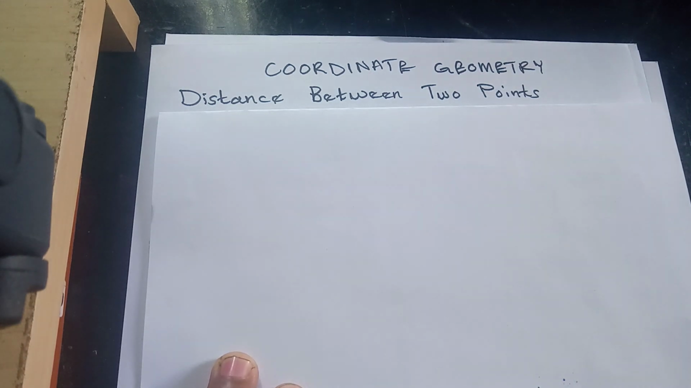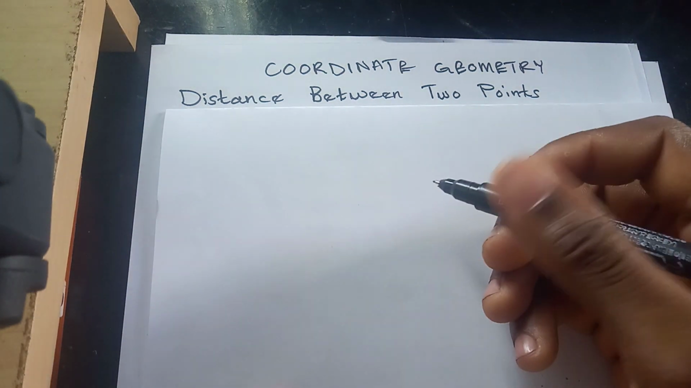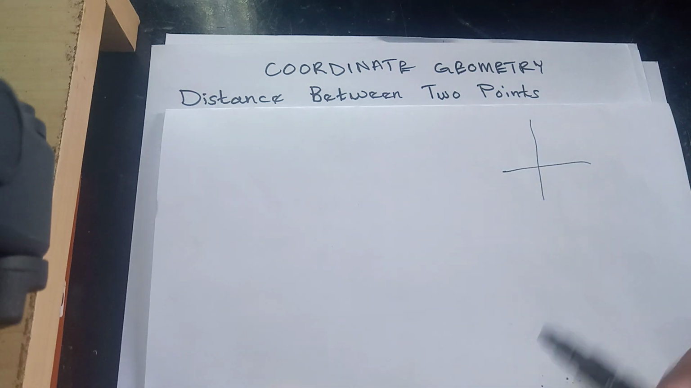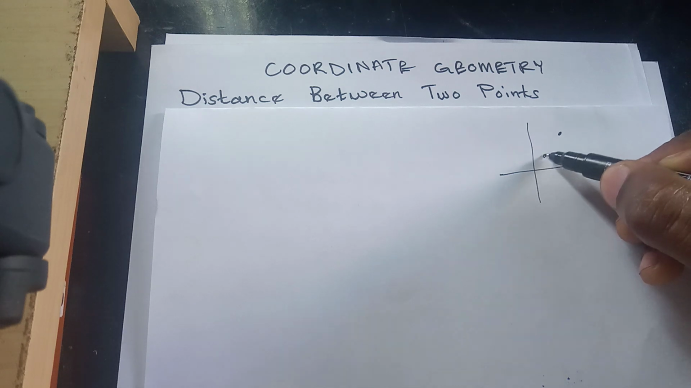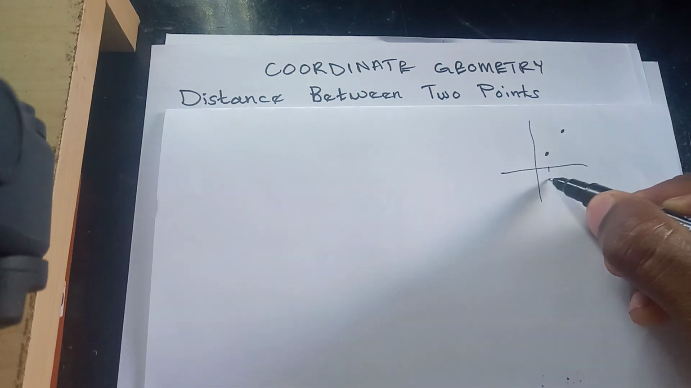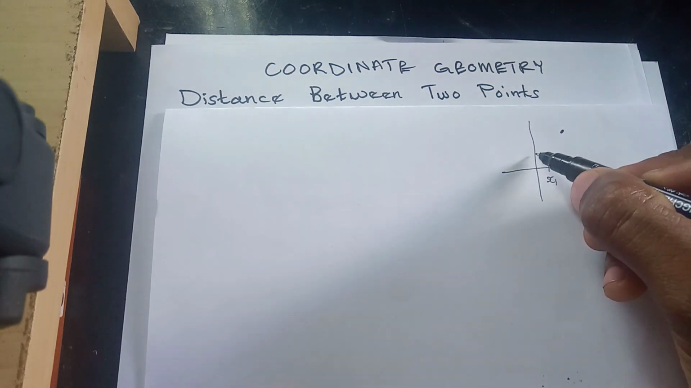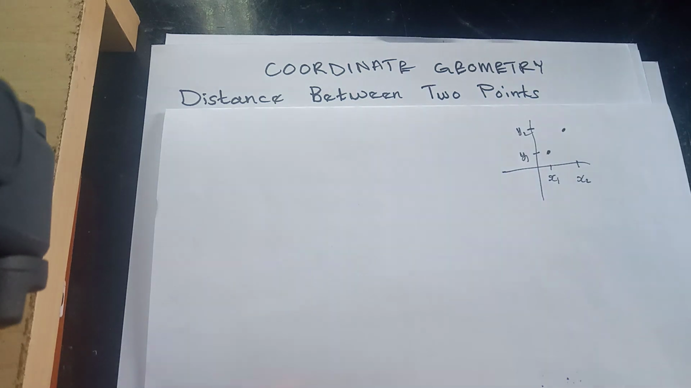So still on coordinate geometry, we have the distance between 2 points. To find the distance between 2 points, we normally use the Pythagoras theorem. It's like you have an x-y plane like this, and then you have one point here, another point there. Let's say this is x1, then this is x2. Then this one is y1, this is y2.